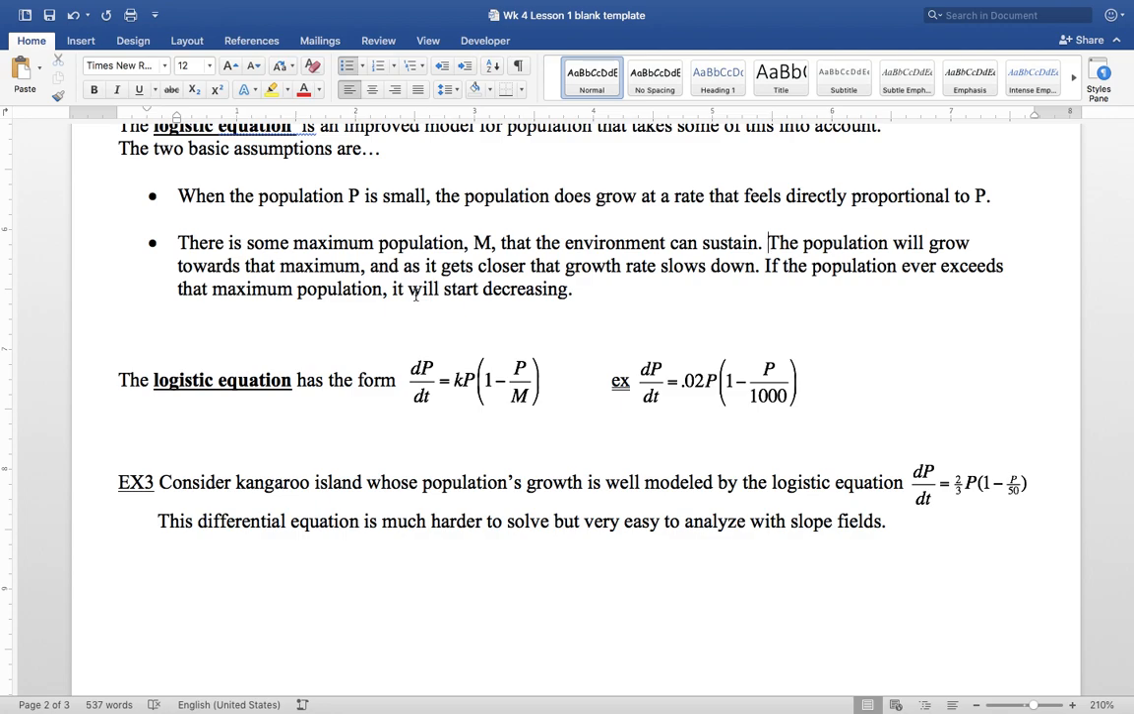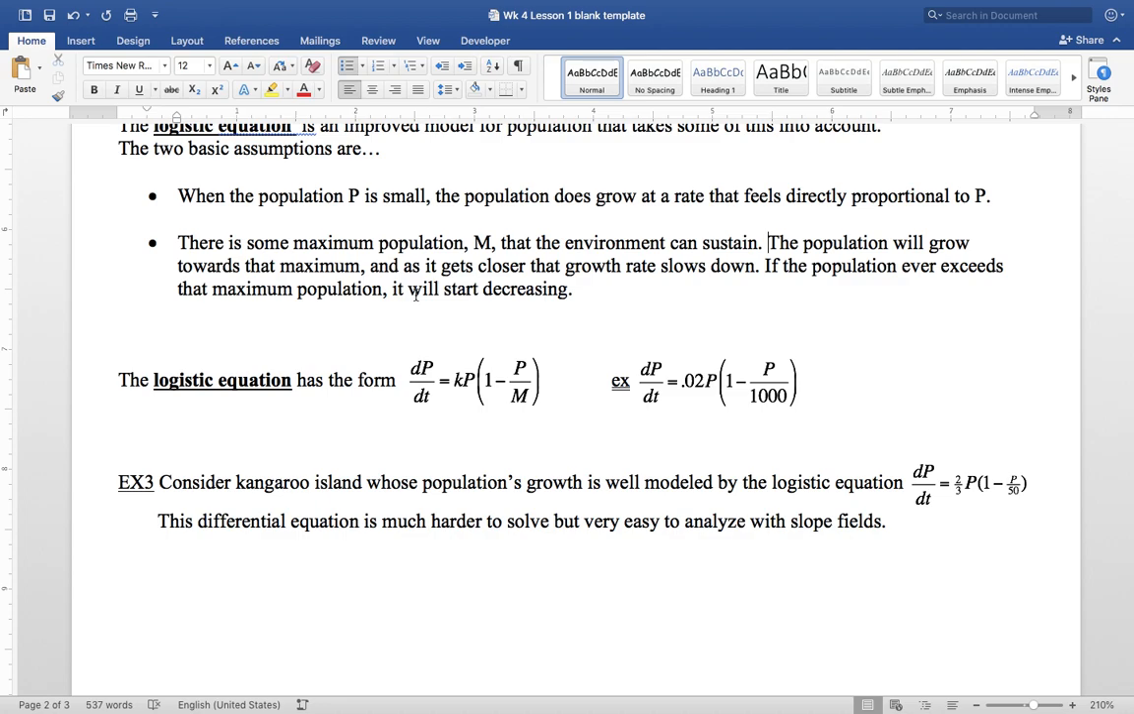So the idea is that in the real world, populations don't just grow and grow and grow, right? In the world right now, maybe you have, say, 10 million rabbits, but that doesn't mean that the rate of change of the rabbit population is some astronomical amount, right? There are constraints on the population, like predators and the amount of food available. And so there's some theoretical maximum population that the environment can sustain. And as the population reaches that theoretical maximum, the growth rate slows down.